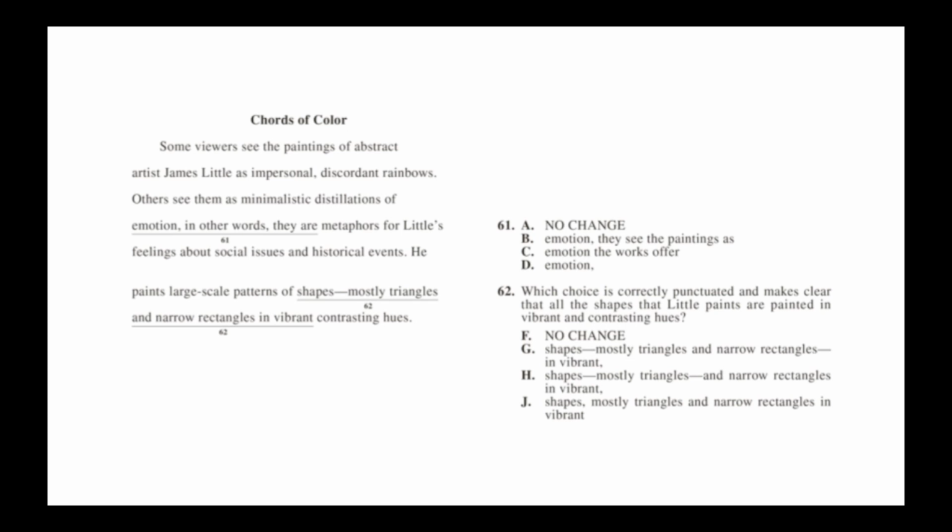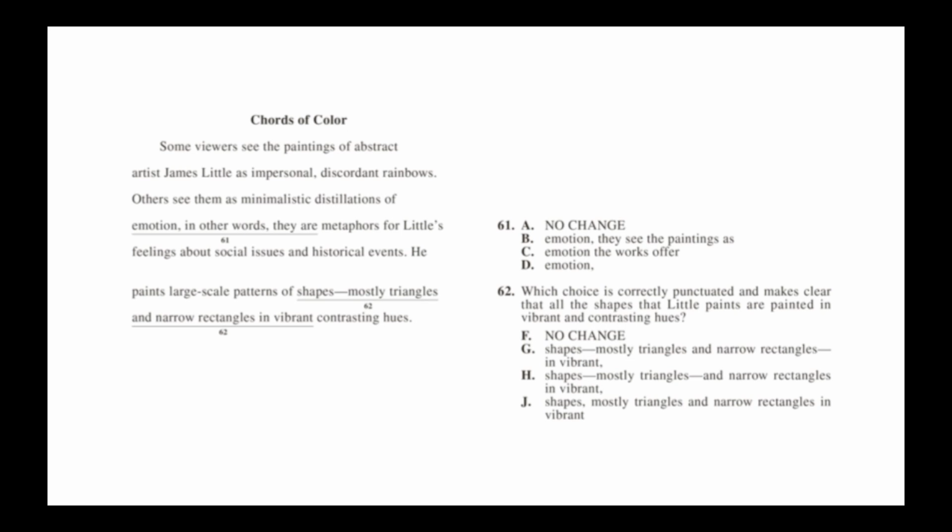Others see them as minimalistic distillations of emotion. In other words, they are metaphors for Little's feelings about social issues and historical events. Right away, we know that the current sentence is incorrect because it is combining 2 sentences without a period or semicolon, so no change is incorrect. And options B and C are essentially doing the same thing that A is doing, which is incorrect. So all we are left with is D.